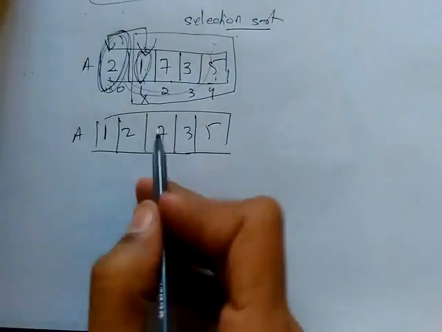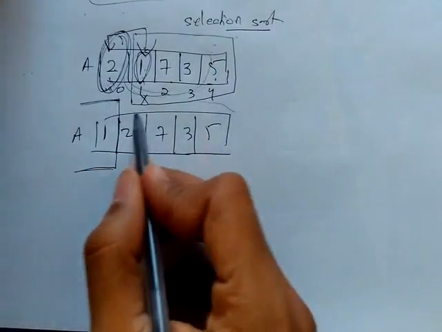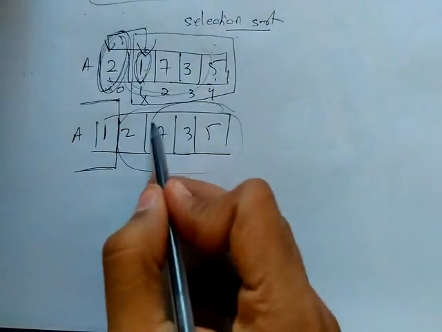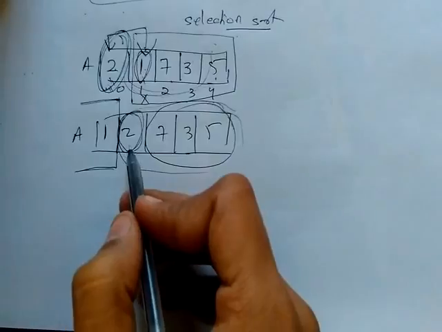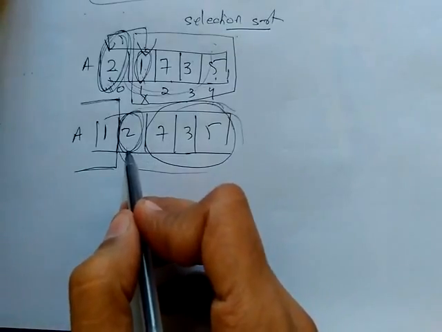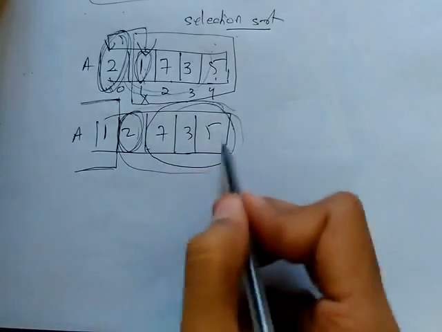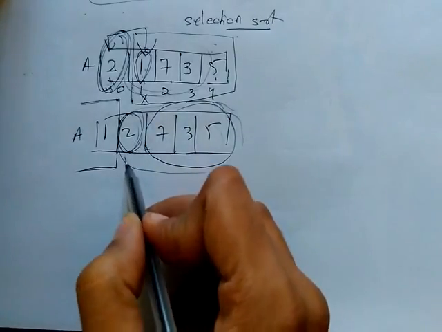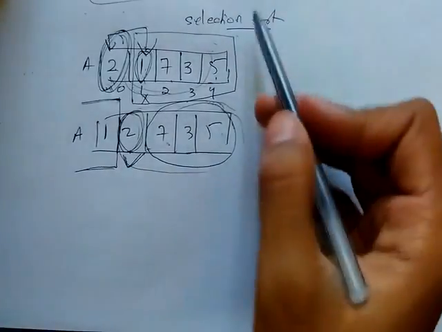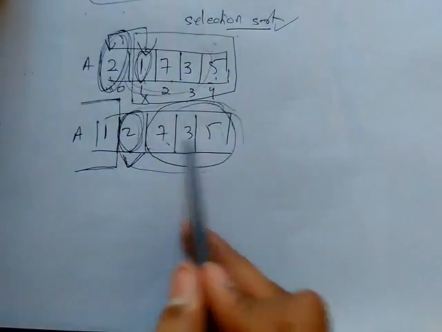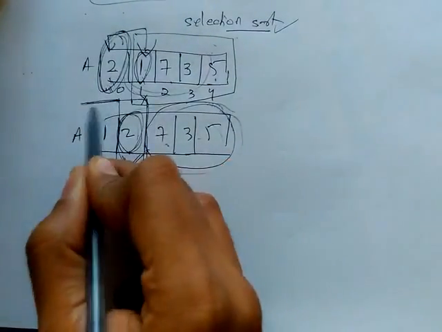And now this subarray is sorted. Now I will consider the next subarray with respect to this element. We can see that nothing is smaller than 2 in this array, so 2 is in the correct position. We do not need to select, that's why we call it selection sort. We don't need to select any element from this. So my array up to this position is sorted now.